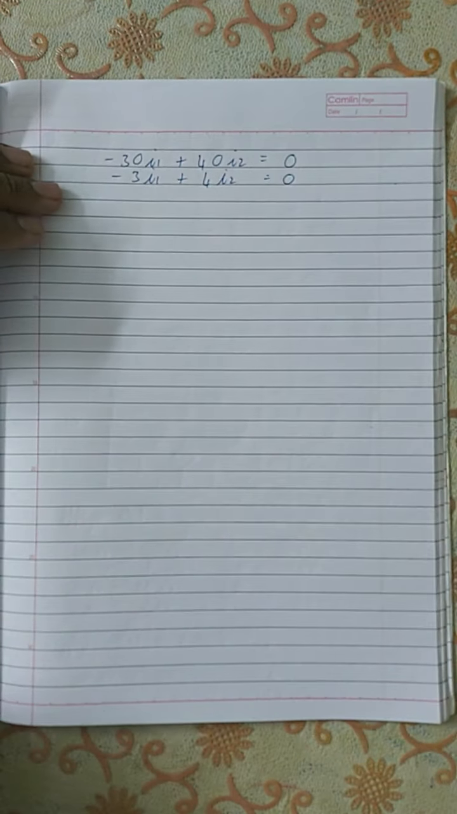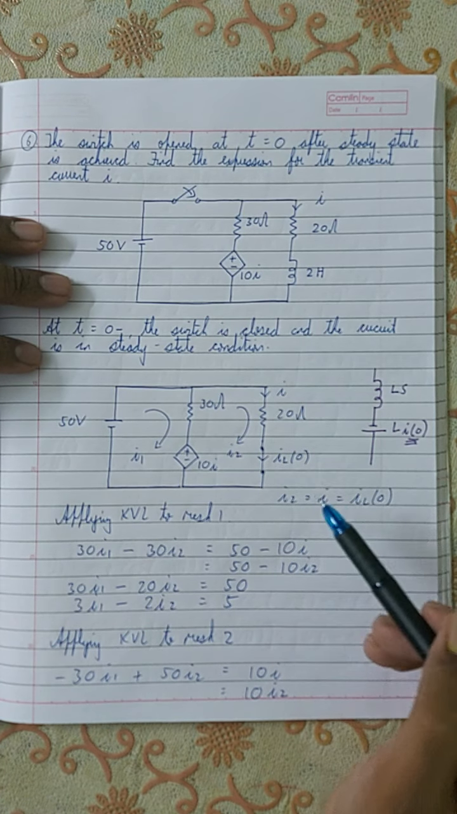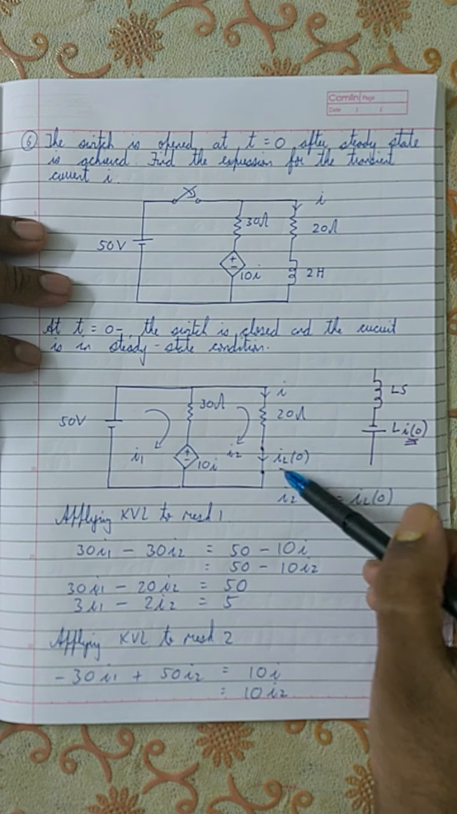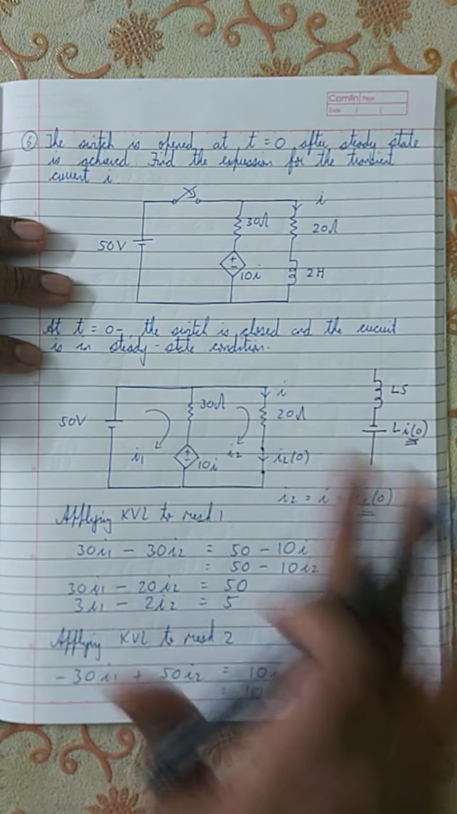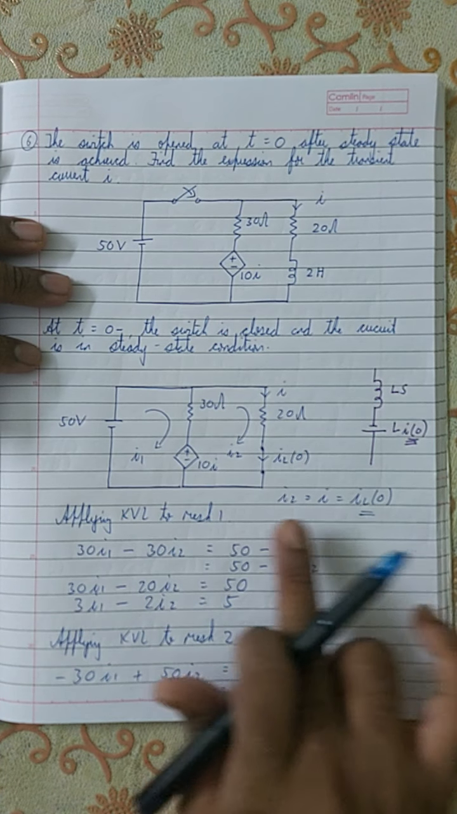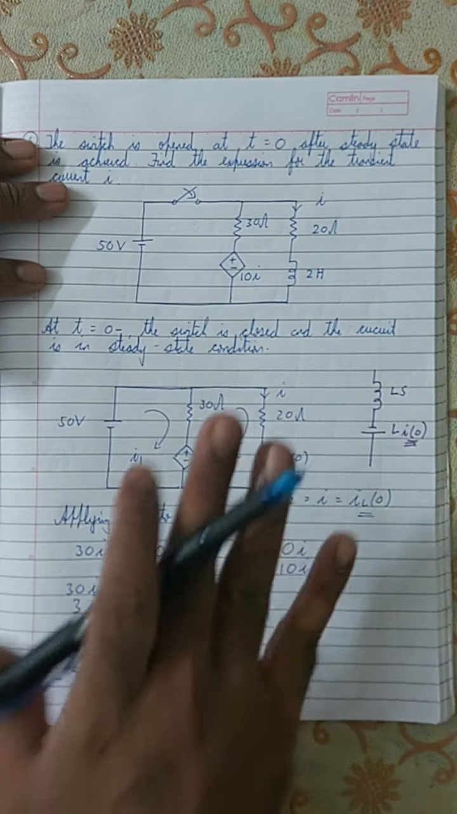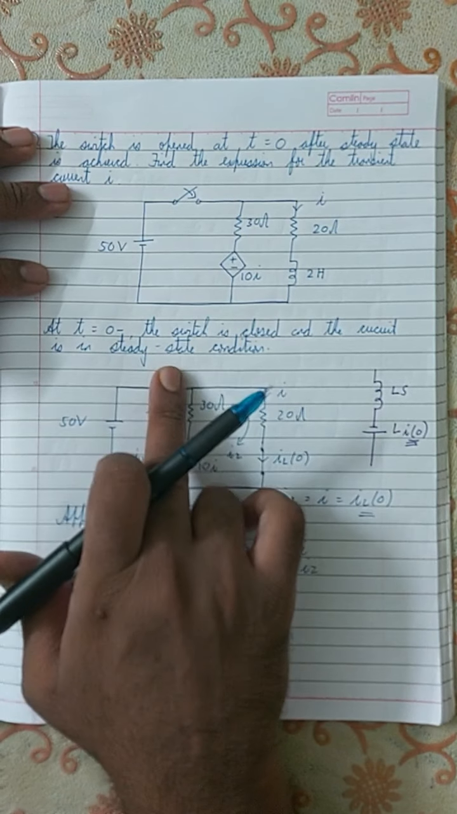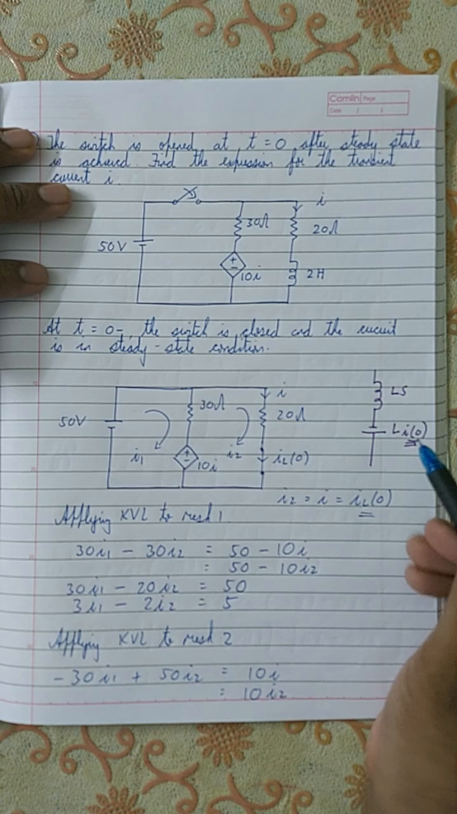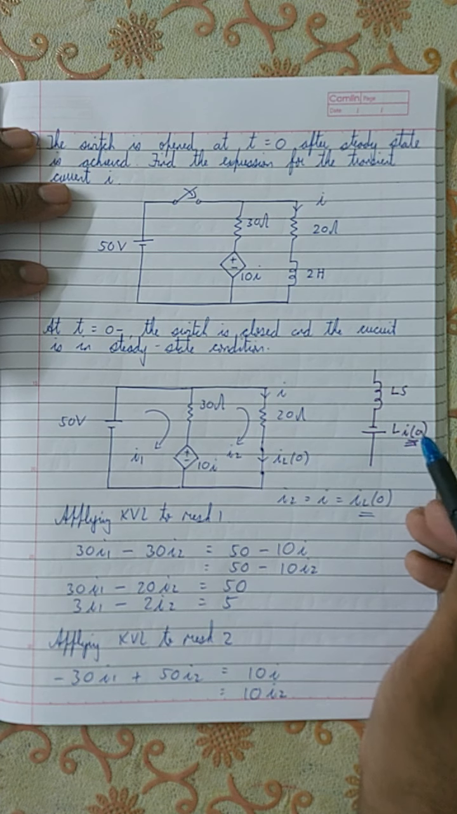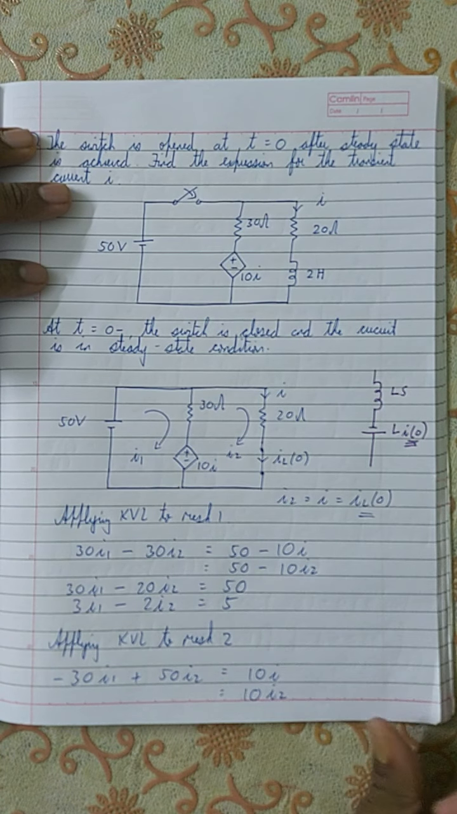What are you supposed to find? Why are you doing this? You are doing this because you want to find the initial current through the inductor, which is IL of 0. If you want to find this, you just need to find the value of I2. You are applying the steady state condition to find the initial current. Only if you find the initial current can I substitute that value over here and then apply the Laplace transform of this inductor. That's why we are doing all this. So I just need to find the value of I2.